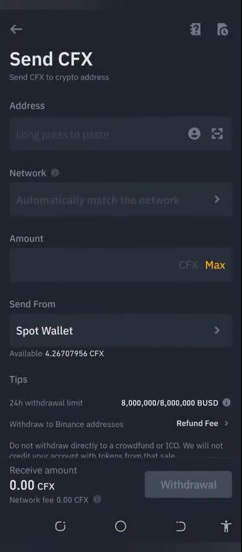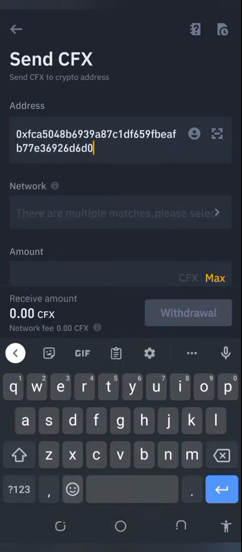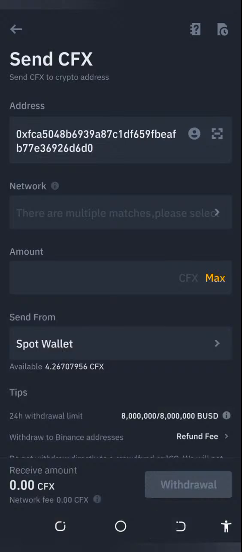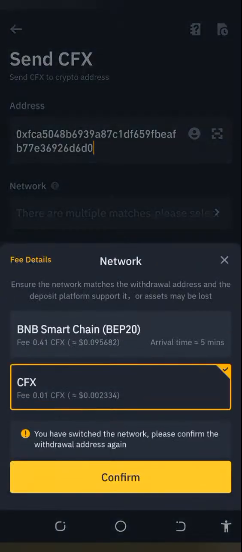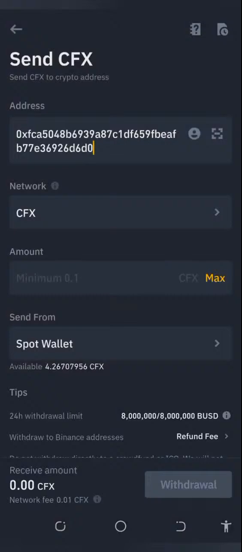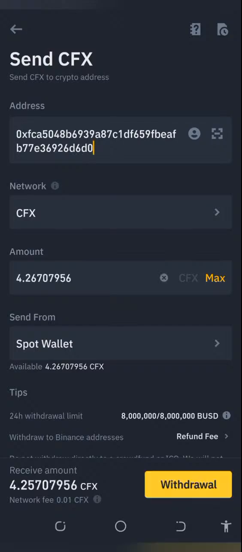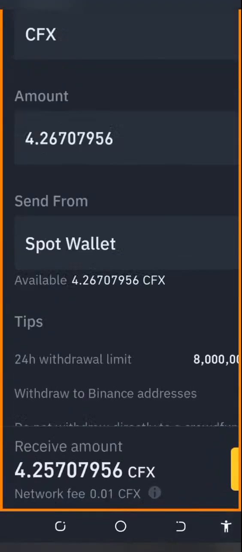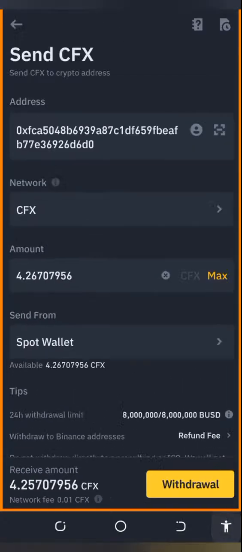Let's click on that. And then let's put the address here. Okay, the address looks like it's looking good. Looks like it's not a mistake. The network is supposed to be CFX, okay? If this address wasn't good, it would be showing red. So let's put the max. I think we're good. Is there anything we need to take note of? I think it's fine.